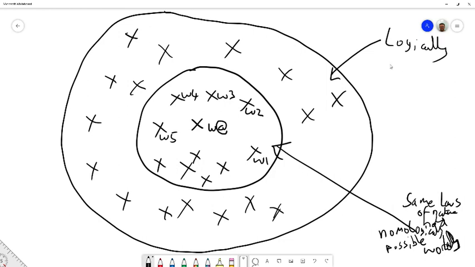So this broader set, which includes the nomologically possible worlds, by the way, are called the logically possible worlds. Right? So outside of the inner circle, in all of these worlds out here, are worlds in which the laws of nature don't hold. So they're included within the logically possible worlds, but, you know, so are the ones where the laws of nature hold. So these are the logically possible worlds.